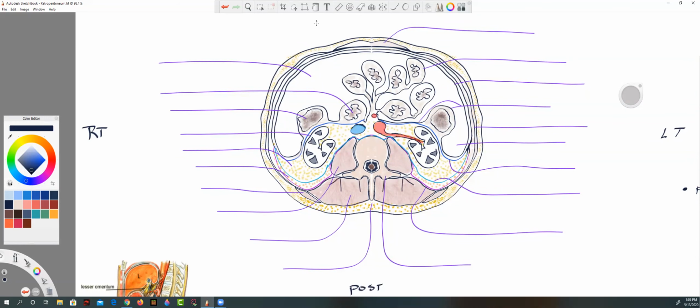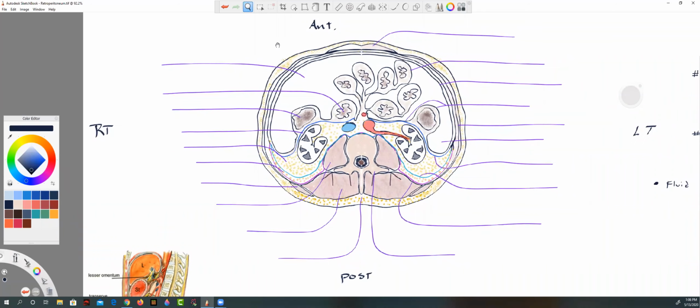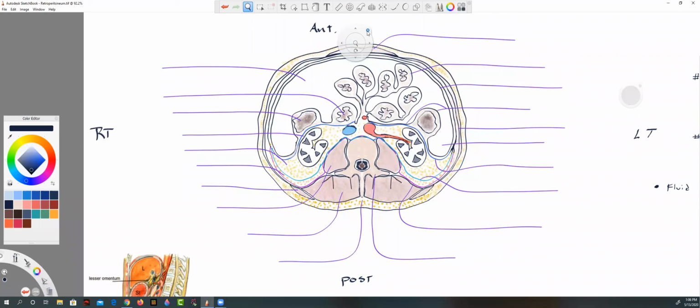Posterior and anterior. Oh, I'm liking that. I think I made the size of my pen a little bigger. It makes me write better, but now I don't have as much room to squeeze in, so I have to be a little more careful, I guess.